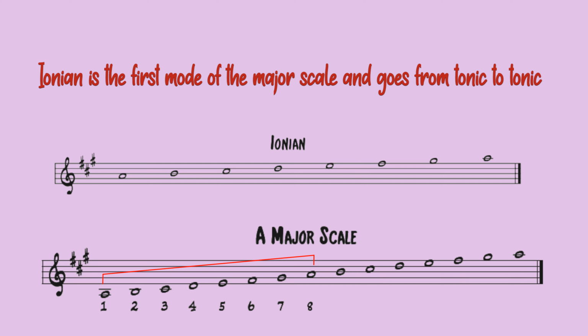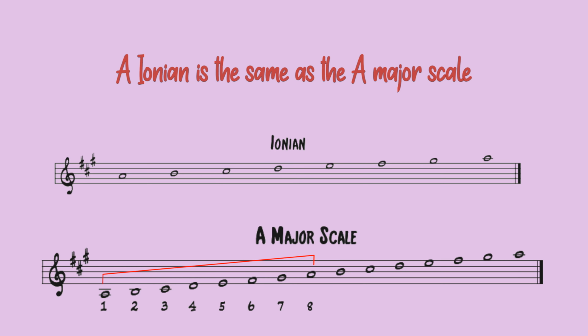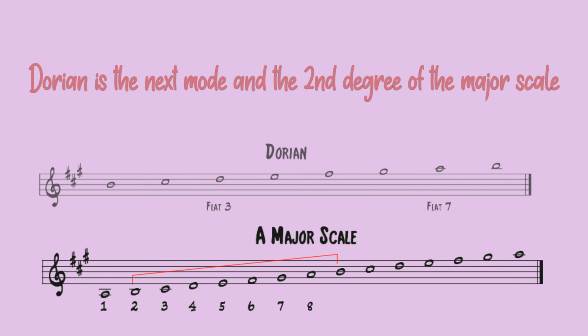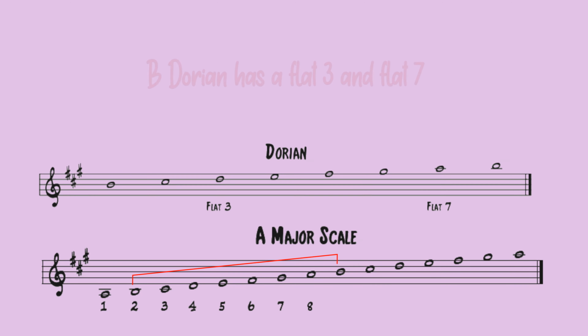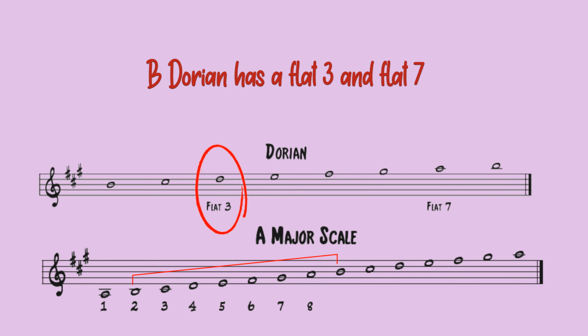Ionian is the first mode of the major scale, and it goes from tonic to tonic. A Ionian is the same as the A major scale. Dorian is the next mode and the second degree of the major scale. To find B Dorian, we will use the A major scale and go from B to B. B Dorian has a flat 3 and flat 7.